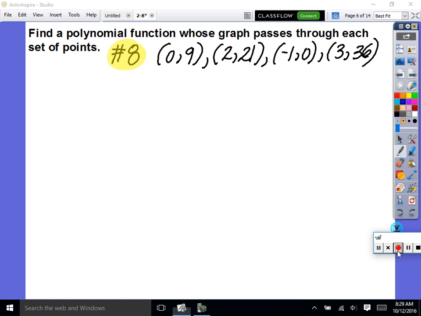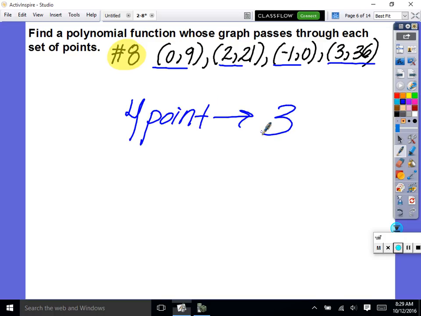Let's do number 8. Okay, so let's read it. Everybody pay attention this time. It says, find a polynomial function whose graph passes through each set of points. So we've got to determine what degree, correct? So there's 1, 2, 3, 4 points. 4 points, so there's a degree 3 that matches those points perfectly. So we're going to be doing cubic regression line, okay?